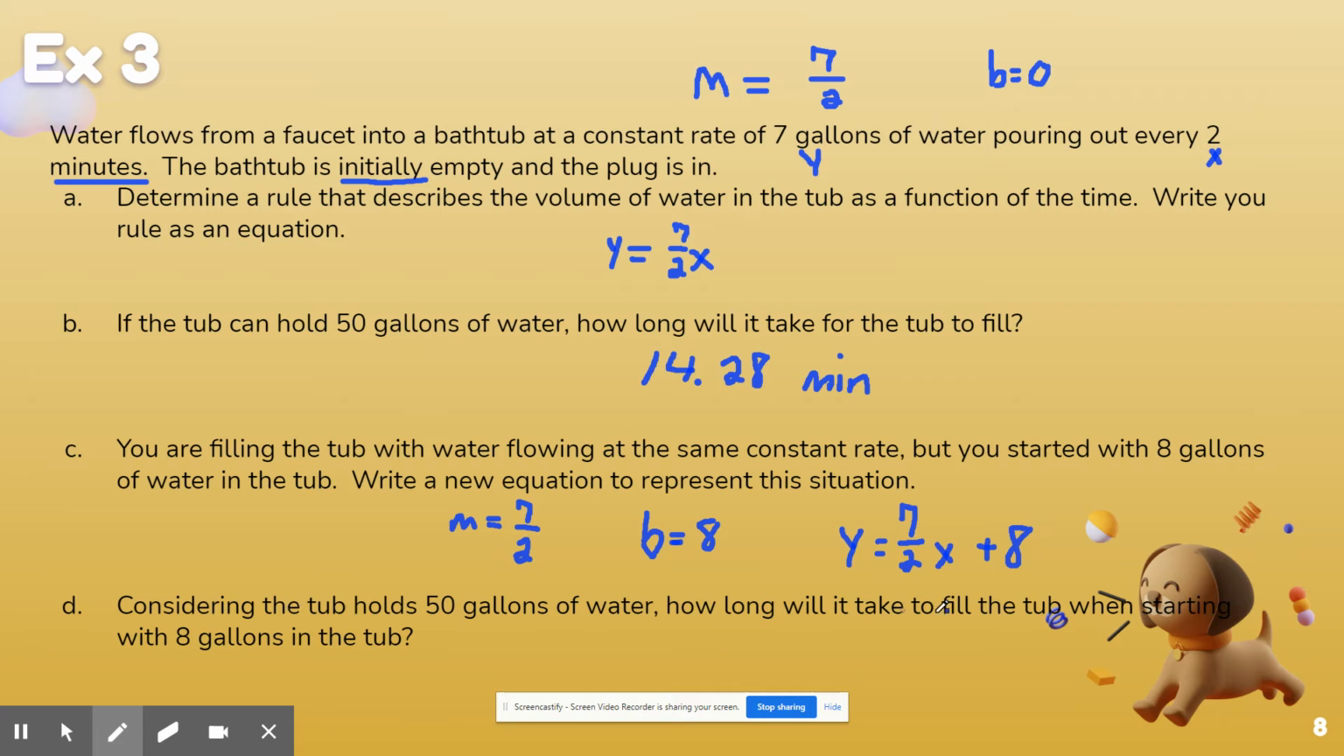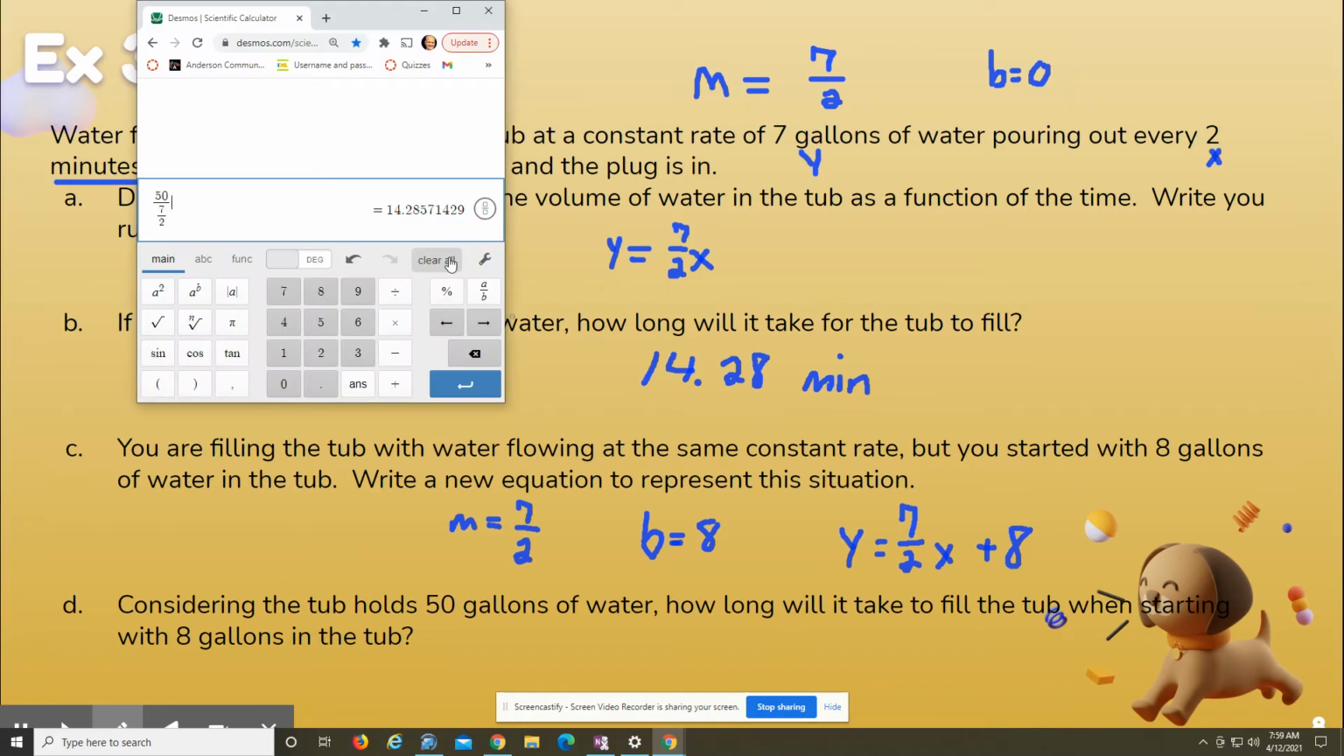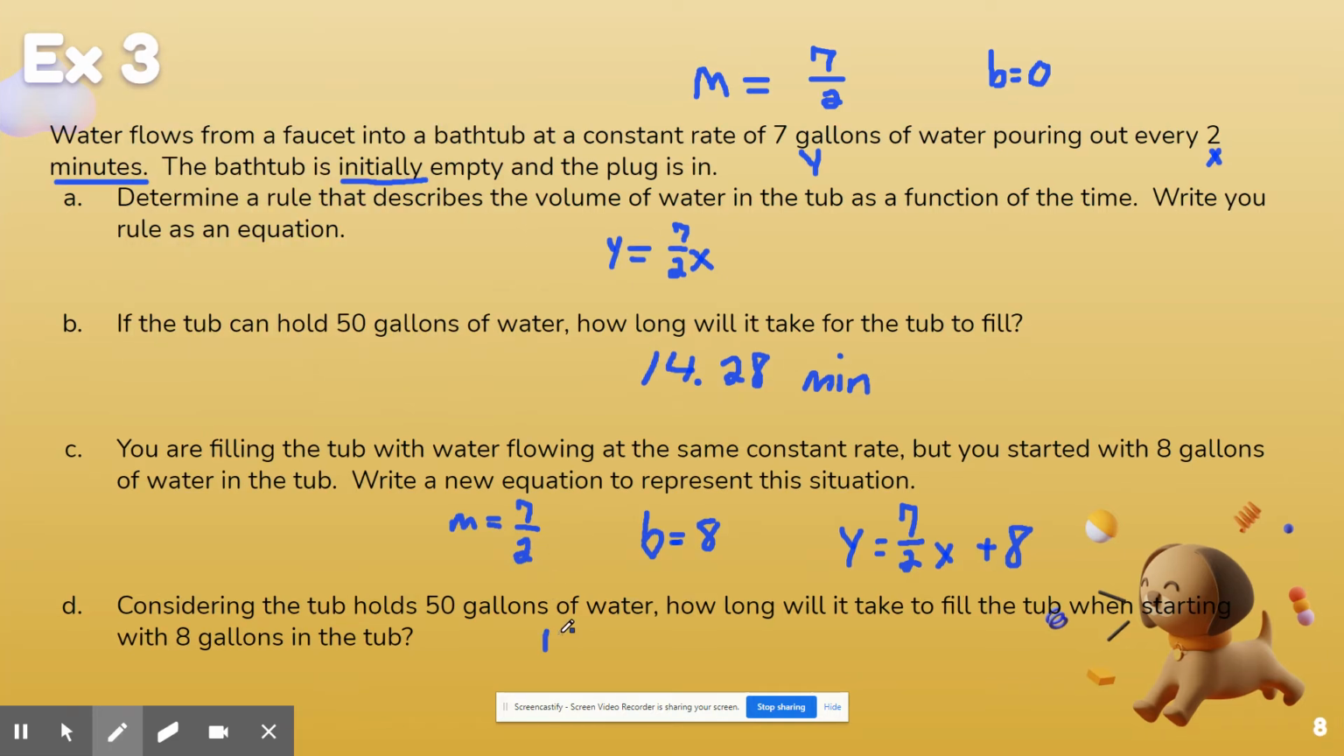Well, this time it wants to know how long will it take to fill now that you started with plus 8. So you pull up your calculator again. You take 50, you're going to minus 8, and then you're going to take that answer, 42, and divide it by 7/2. Comes up to be 12 minutes.